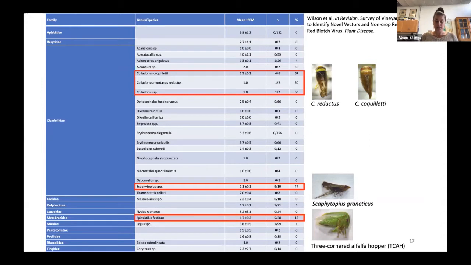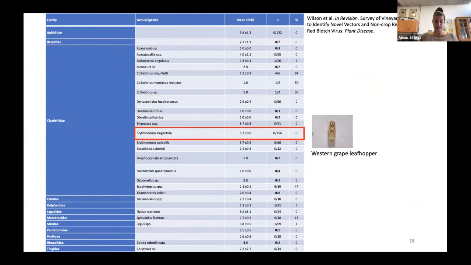Now, before we move on to the next part, we need to talk about one more insect, and that's the Western grape leafhopper. This was by far the most common insect found in the survey, with 156 individuals found. However, none tested positive for the virus. So this suggests that it cannot be a vector because it cannot acquire the virus.